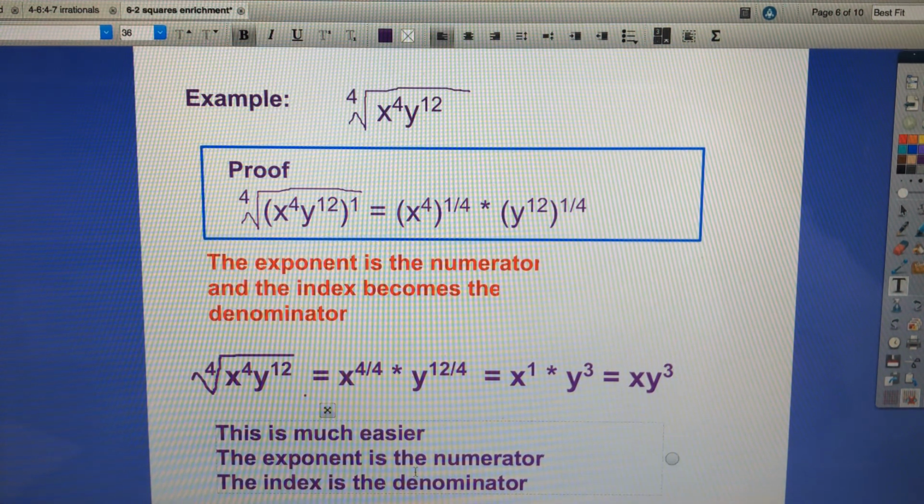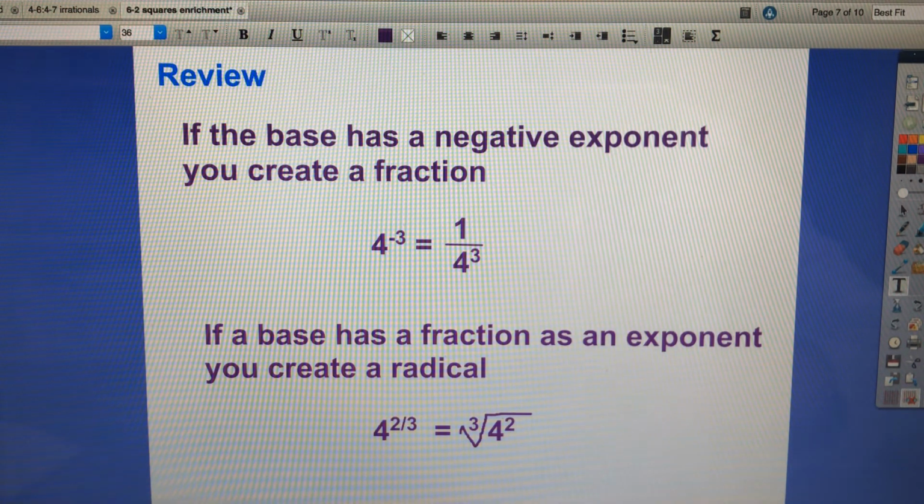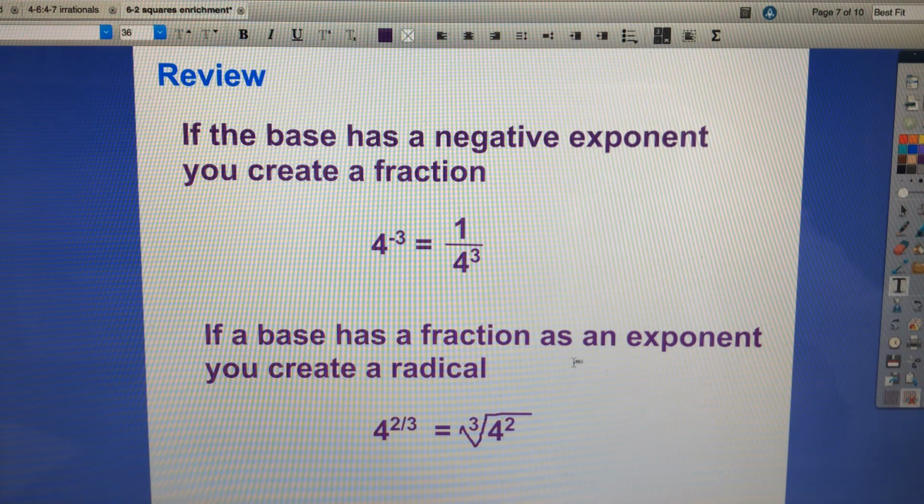This is much easier. The exponent is the numerator. The index is the denominator. If the base has a negative exponent, you create a fraction. If a base has a fraction as an exponent, you create a radical. You do not want fraction exponents. You do not want negative exponents.